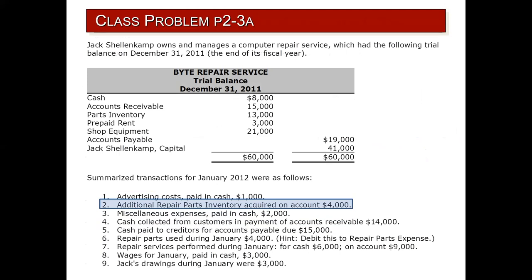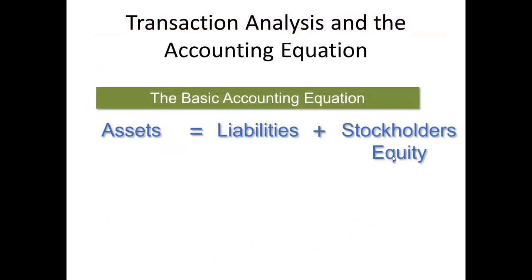Next was acquired inventory. They bought some inventory on account for $4,000. Okay, anybody know how that would be handled? I'll take you through it first. So in this case, you would have inventory added 4,000, and you would have a liability for 4,000.